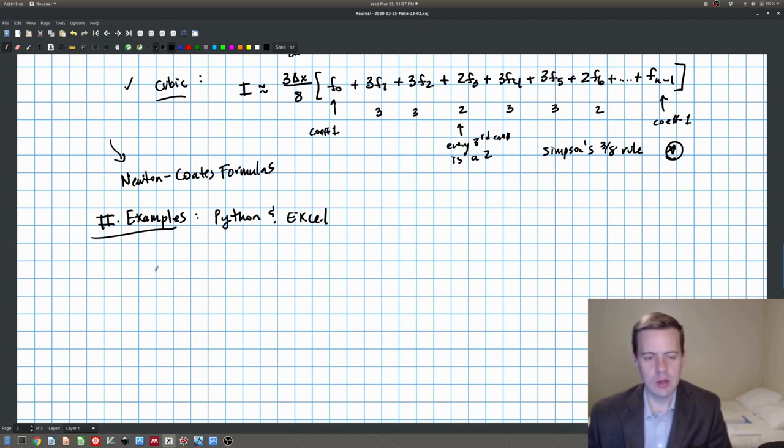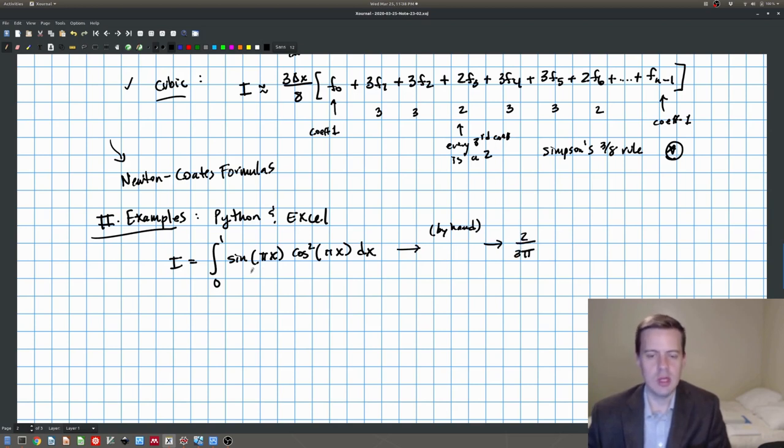What I'm going to do for you is an example where I find this value. I'm going to solve the integral from 0 to 1 of sine of pi x and cosine squared of pi x dx. I'm going to evaluate that integral numerically. It turns out you can do it by hand, and by hand the exact answer is 2 over 3 pi.